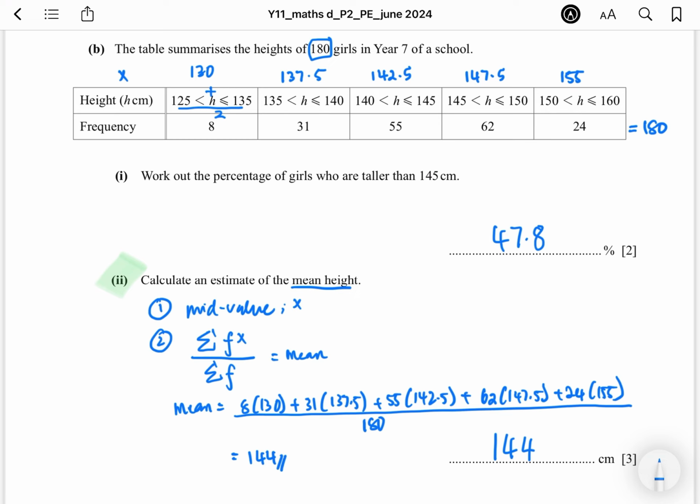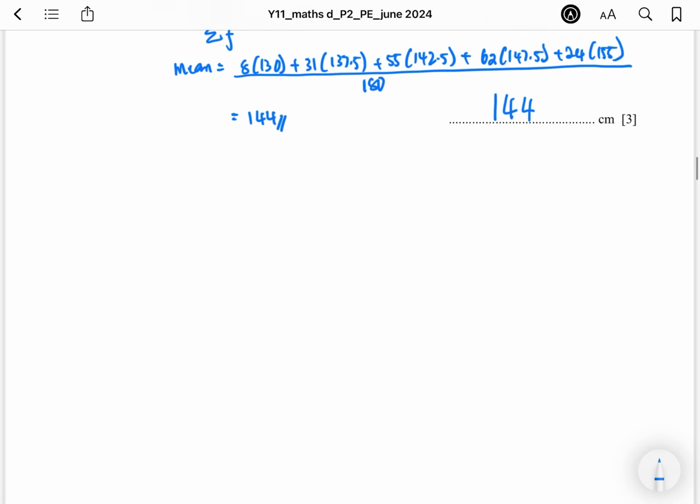Now for this question, that's logical, because most of the bulk of the 180 girls are around here, because this one is just a few, so obviously your mean would be somewhere between this range. Okay, it's heavy on the right side, so having 144, that's a very logical value for the mean. That's one way for you to check.